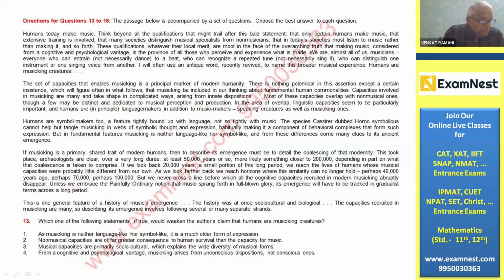If you look at the passage, he says humans today make music, and that only certain humans make music. And then he talks about how you have music specialists. There are people who listen to music. There are people who make music. And he ends this paragraph by saying humans are musicking creatures.